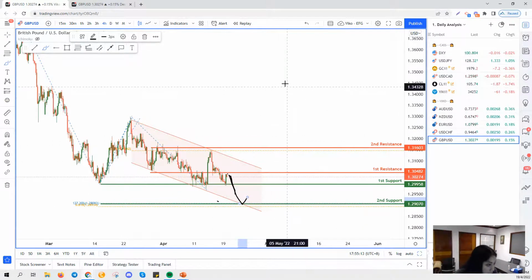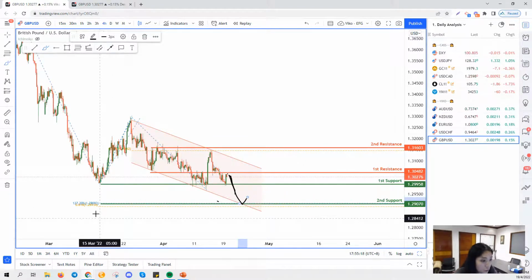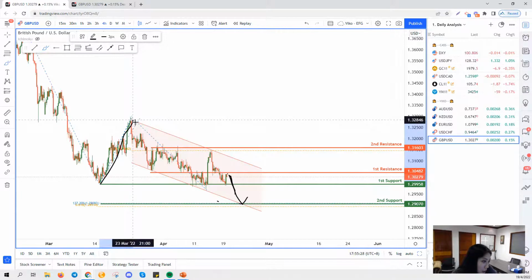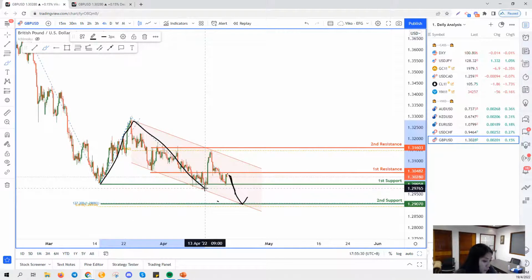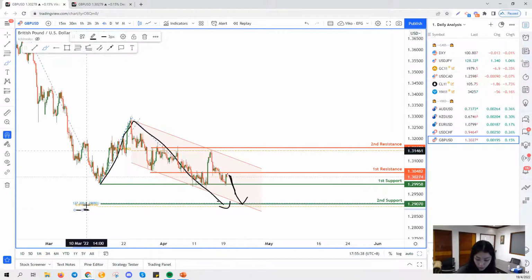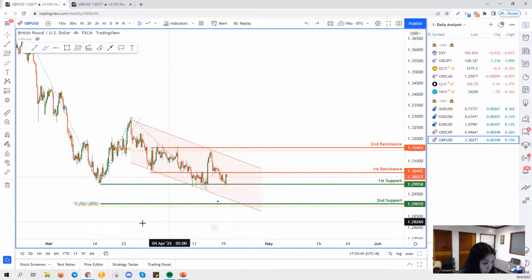Which is the 127.2% Fibonacci extension. Where do we get that? Let me show you. This 127 Fibonacci extension is from this area here, from the bottom here all the way to the top here, and you go for the Fibonacci extension here. So you get this 127.2%. And that's another strong level that is aligned quite well with 61.8%.